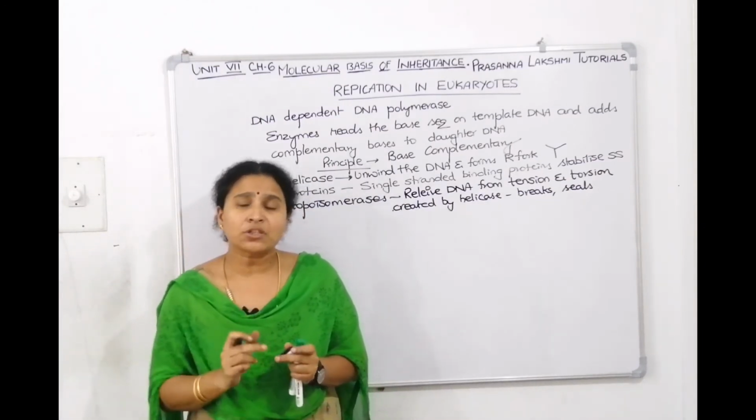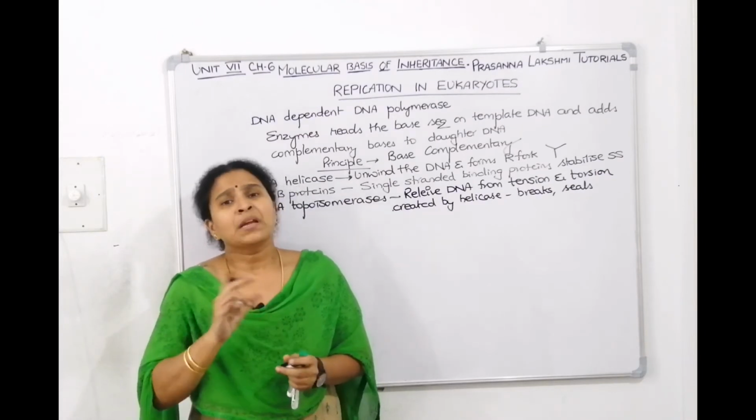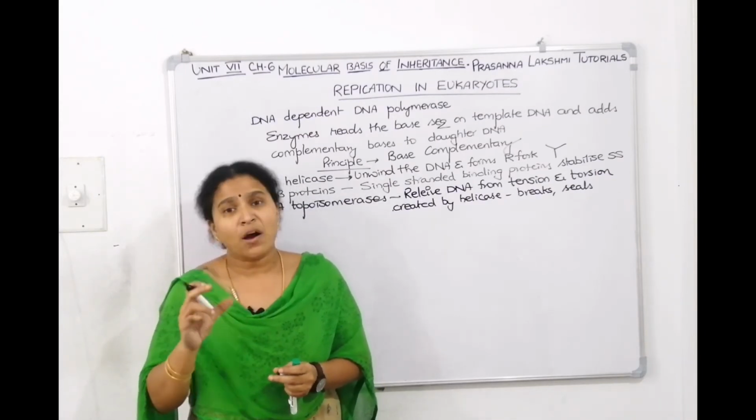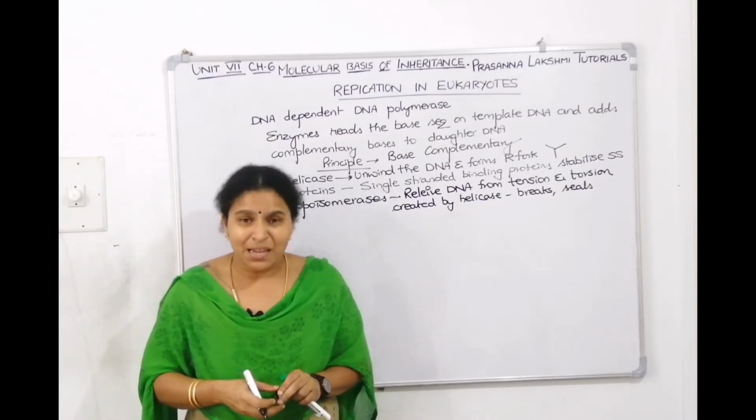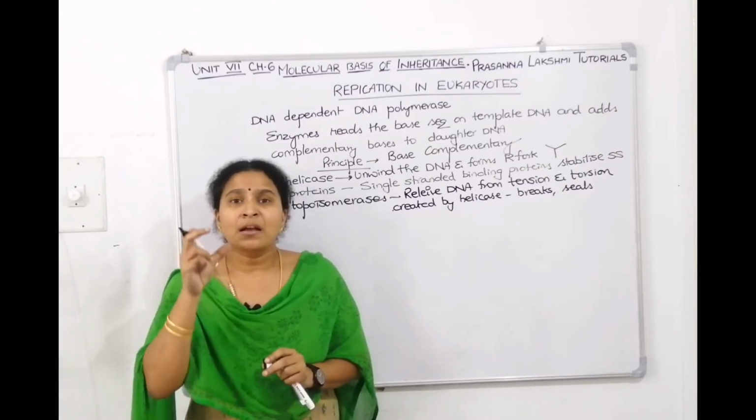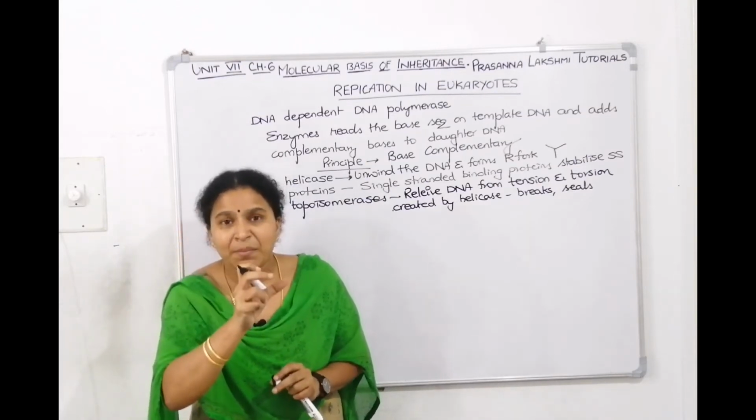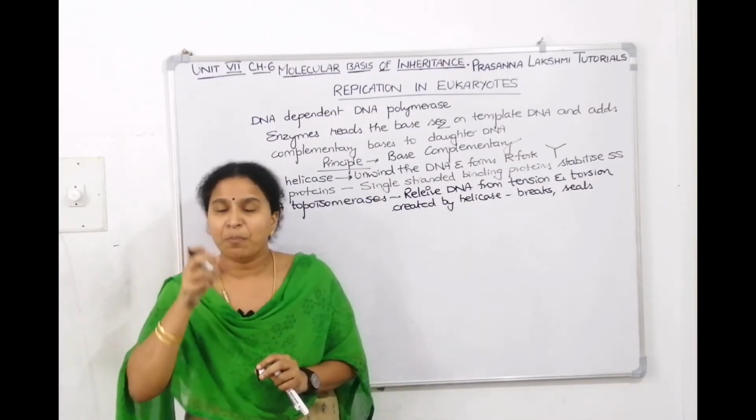Then who will come? Because we said DNA polymerase can do only elongation and termination. It cannot start the process. Then we require the DNA primase enzyme. DNA primase will identify the 3' end of the template and synthesize a small primer.